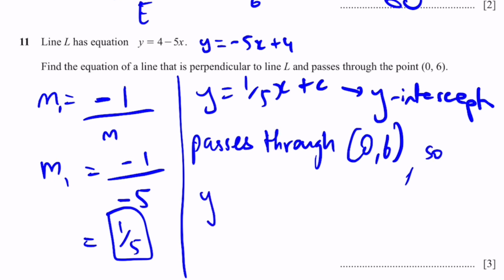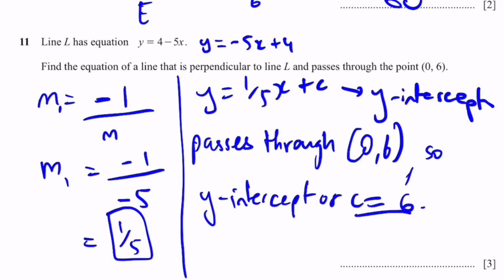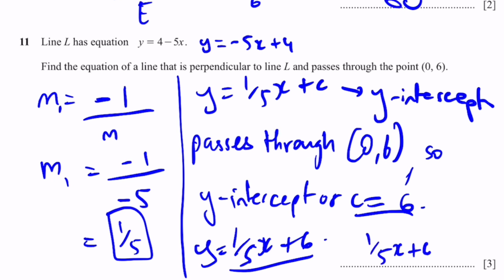So the y-intercept, or c, is equal to 6. So y equals 1 by 5x plus 6. That's the answer. Y equals 1 by 5x plus 6. Let's go to question 12.